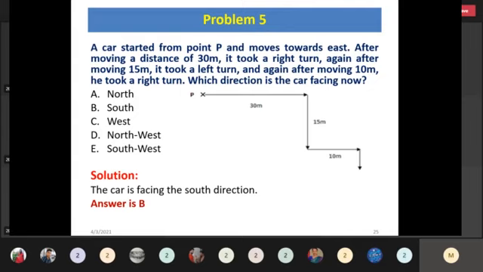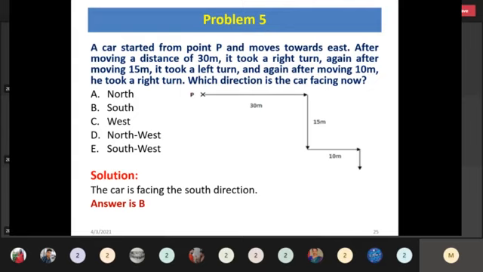I'll read it once again. A car started from a point P and moves towards east. After moving a distance of 30 meters, it took a right turn. Again, after moving 15 meters, it took a left turn. And again, after moving 10 meters, it took a right turn. Which direction is the car facing now?